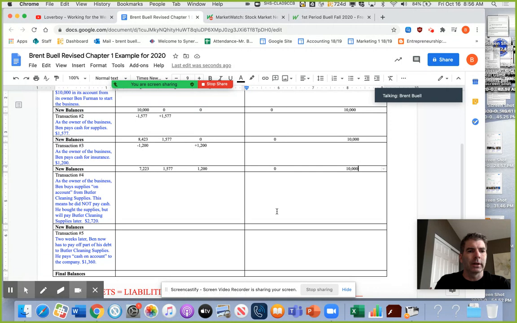Don't be scared. Okay, transaction 4. This is the one that people struggle with, but I think you're going to be fine. As the owner of the business, Ben buys supplies on account. Now that's a new term. On account means you go into a business and you buy them, but you don't give them cash. You have an account with them and you say, listen, we'll settle up at the end of the month, but I come in here so frequently, you know me, we have a signed contract.